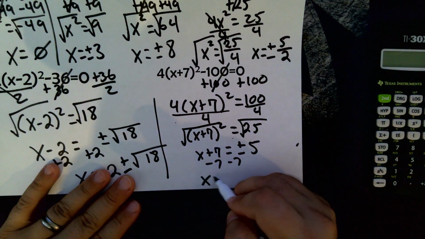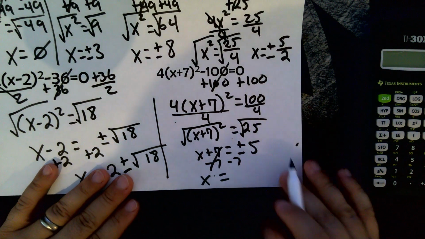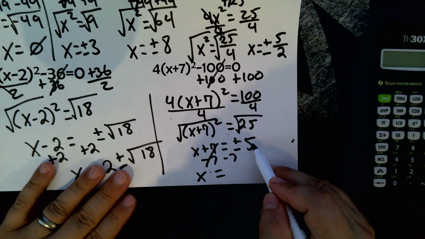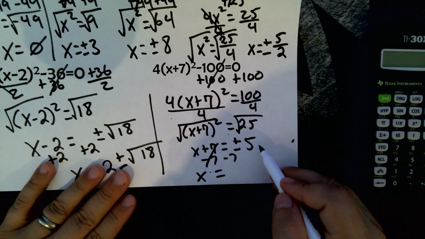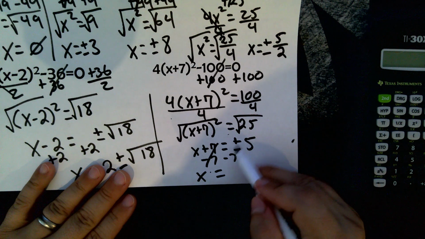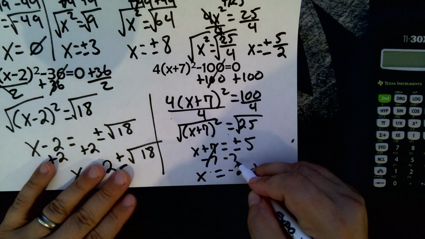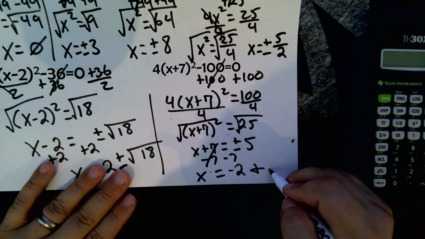And so we finally have our answer. This is negative 7 plus 5. Or negative 7 minus 5. Negative 7 plus 5 is negative 2. Negative 7 minus 5 is negative 12.